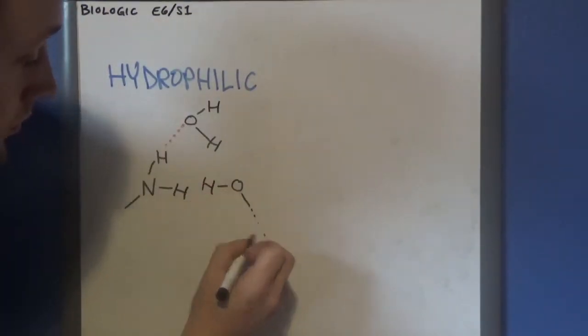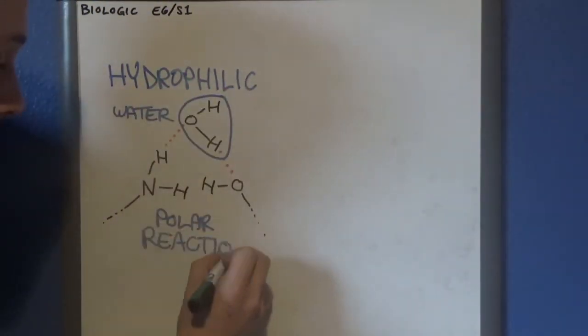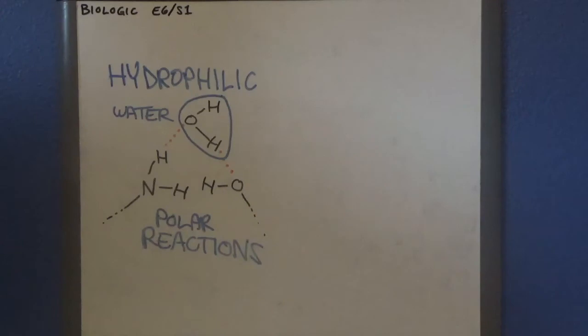Recall in episode 2, The Chemicals of Life, where I discussed hydrophobic and hydrophilic molecules. To briefly recap, remember that hydrophilic molecules are those that have polar or charged atoms, like an oxygen in a hydroxyl group, or a nitrogen in an amino group. These molecules can interact with the polar water molecules, and they're thus soluble in water.